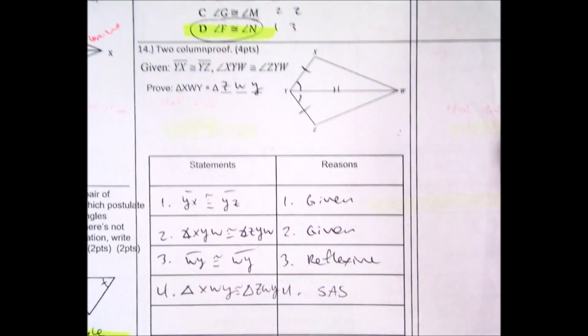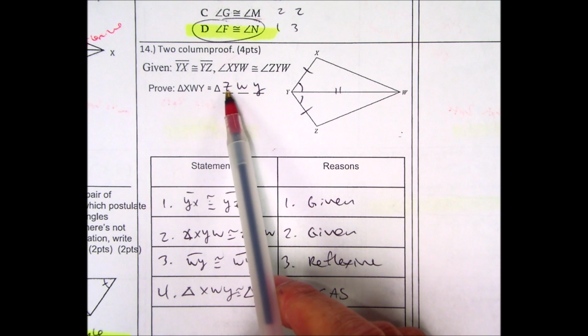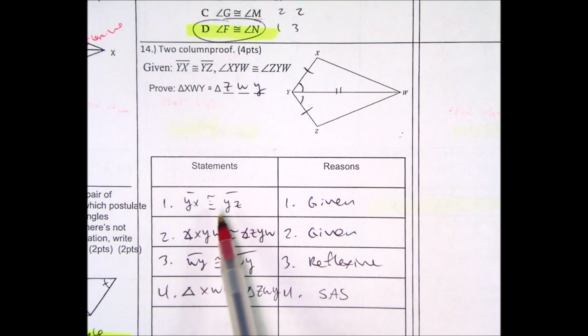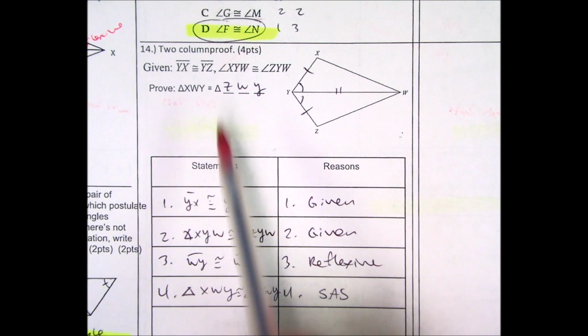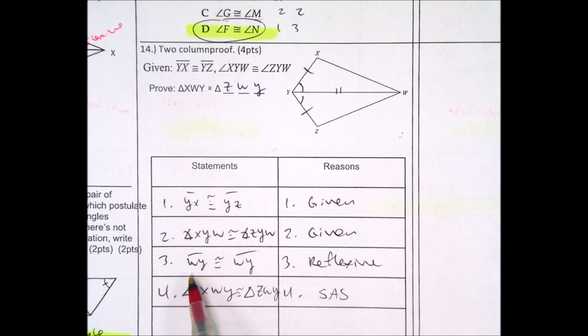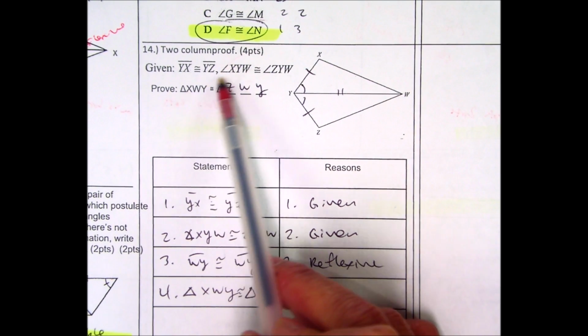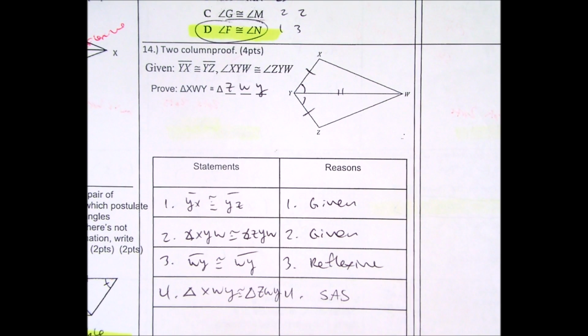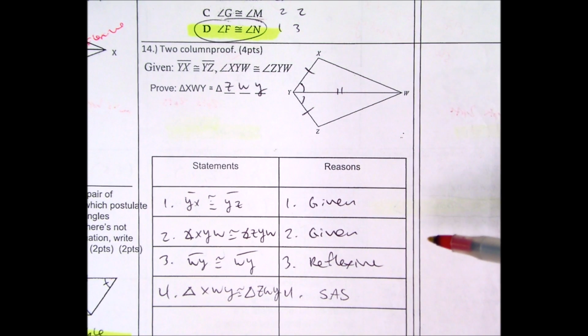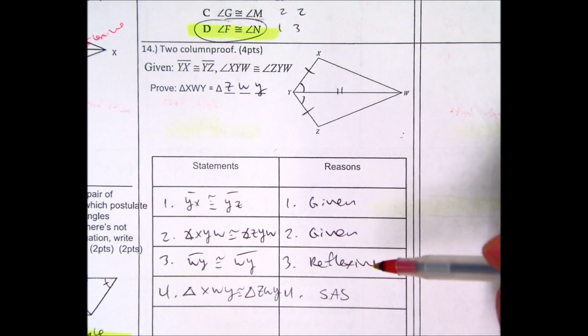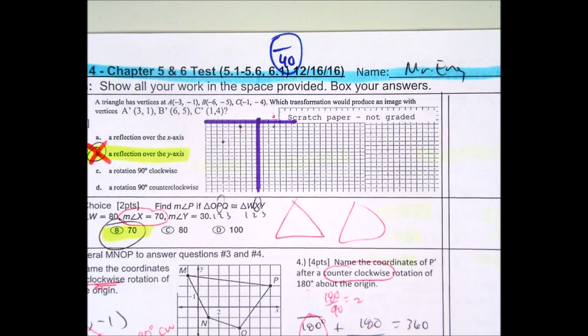Number 14. You had to fill this out correctly. ZWY. You have your givens. WY is congruent to WY, or YW is congruent to YW. That would be reflexive. The 2 triangles are congruent by SAS. If you had more than 2 mistakes, you got 3. If you had more than 2, then you got 2 out of 4. That side was 24 points, and the total of the test was 40.